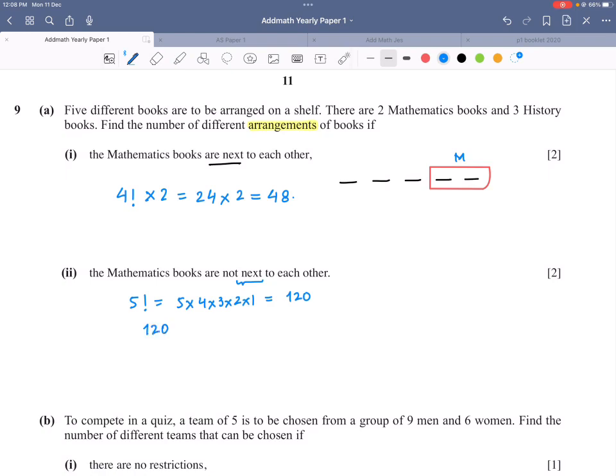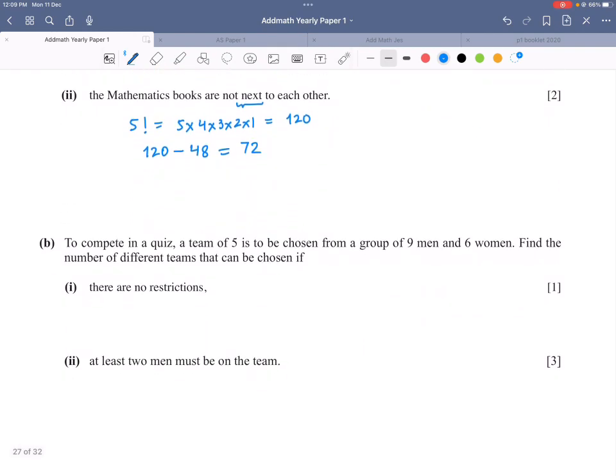So you need to subtract 48 from 120, because in 48 we are just counting the cases where the 2 books are together. So if we subtract these options from the total, then those 2 books cannot be together. So 120 minus 48 is equal to 72, and that will be your answer. Alright, for the next one.